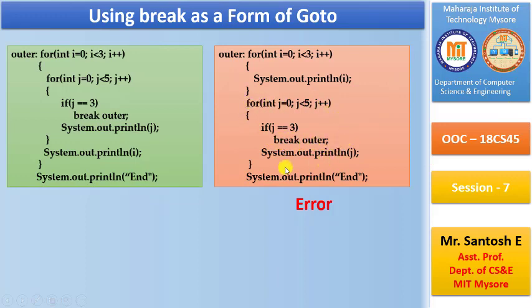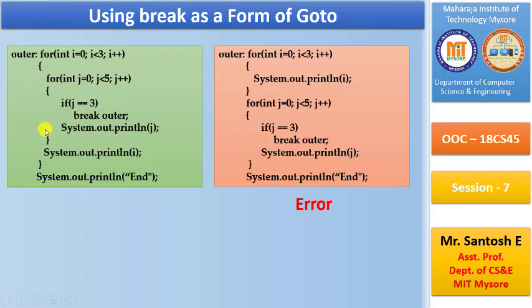This is a separate independent block of code, and this is a separate independent block of code. The I for loop is a separate block, the J for loop is a separate block. When I say break outer, you're trying to transfer the control from one block to another, which are two independent blocks. Hence you're not supposed to do this. You cannot break the control from an independent block to another independent block.